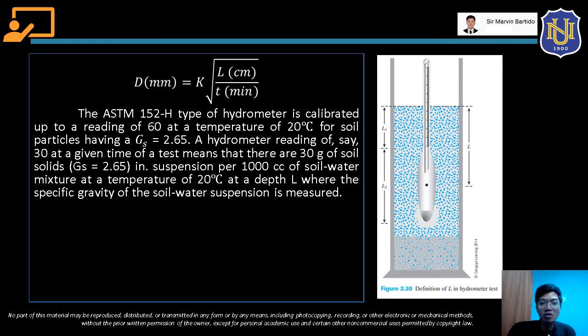And also class, this is calibrated for soil particles having a specific gravity of 2.65. So ibig sabihin, kapag gumamit tayo class ng soil sample dito, na yung specific gravity ng soil solid natin ay hindi 2.65. So, again, meron tayong correction na kailangan gawin doon, na kailangan i-apply. So, later on class, sa mga succeeding slides natin, ipapakita natin yun, yung mga corrections na yun.